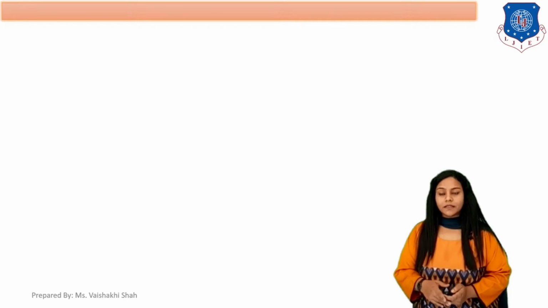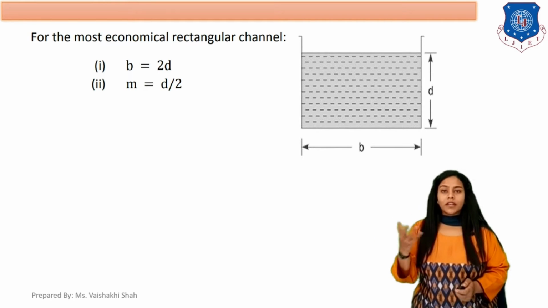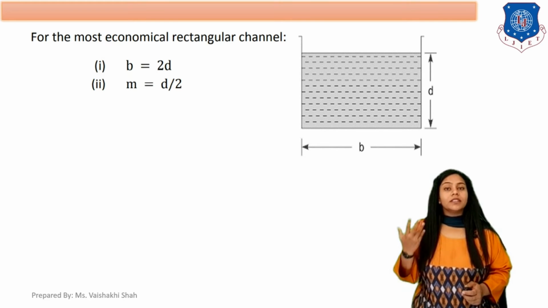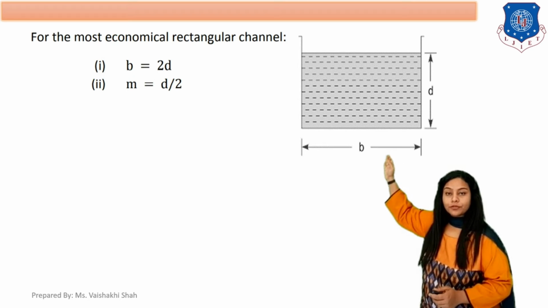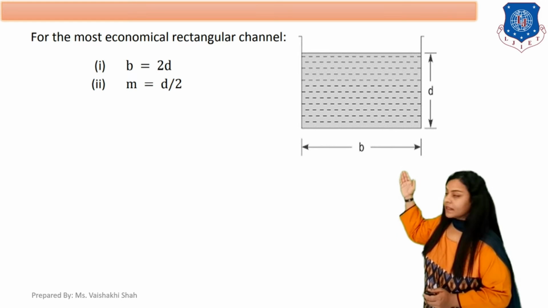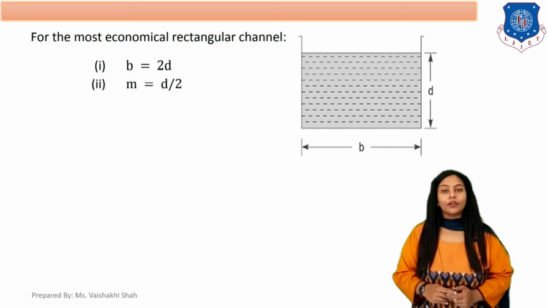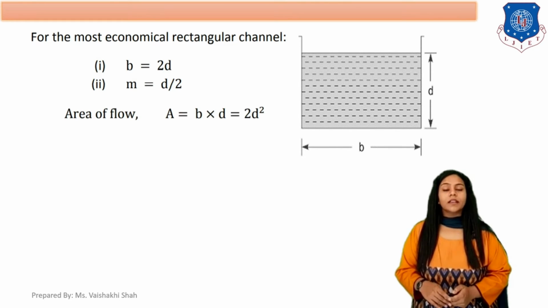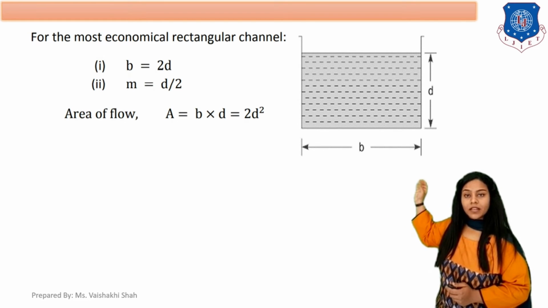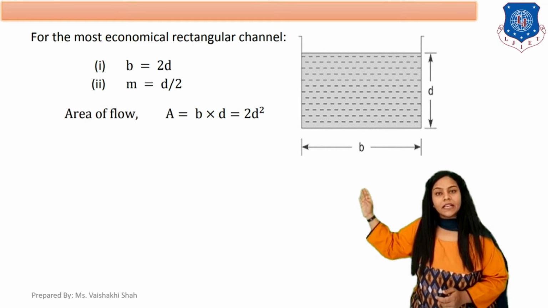Okay, so let's start. First of all, what is the condition for the most economical rectangular section? Yes, B equals 2D, and the second condition, M equals D by 2. Now B is width, D is depth, and M is hydraulic mean depth. Now if we have to find out the area, what is the area for a rectangular channel? B into D. So B into D equals 2D square.